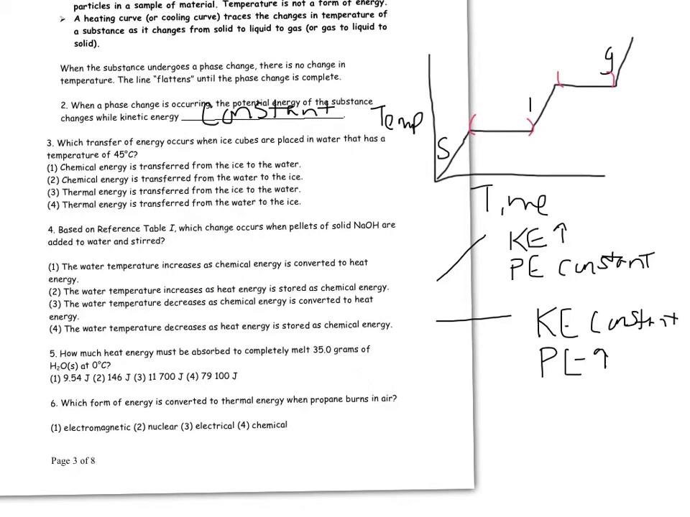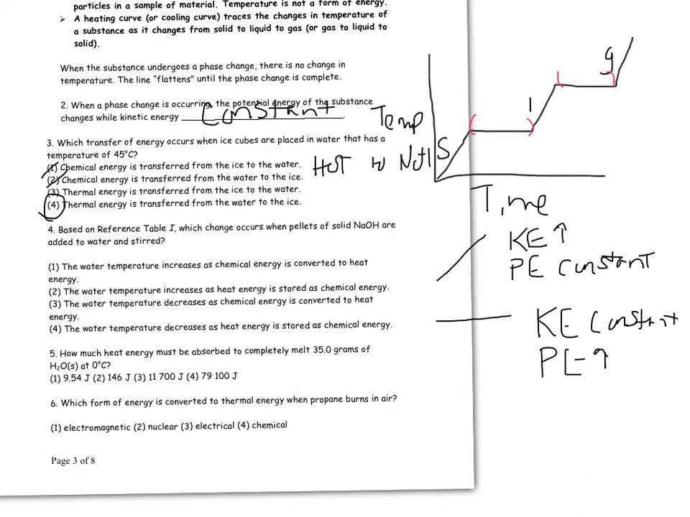Now, when we transfer energy, when ice cubes are placed into water at 45 degrees Celsius, that is a difference in temperature, which will result in a transfer of thermal or heat energy. So melting of ice and water is not a chemical change. So we're going to change some thermal energy. And remember that heat only flows in the direction of hot to cold. So that means that the warmer water will be giving its heat to the ice. So number 4 is the best choice here.